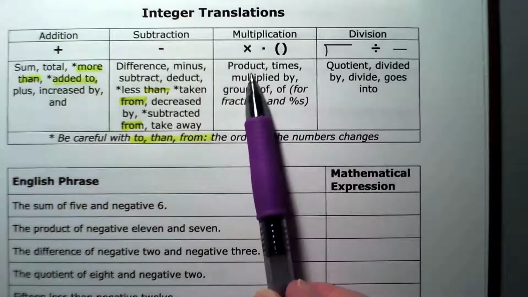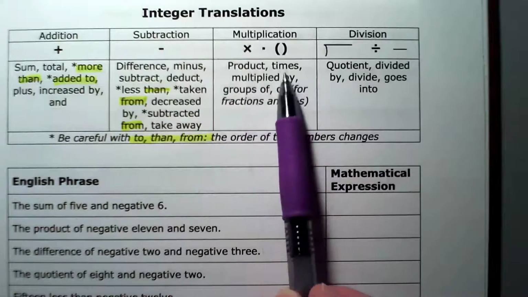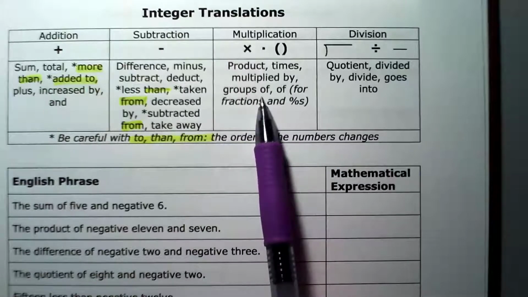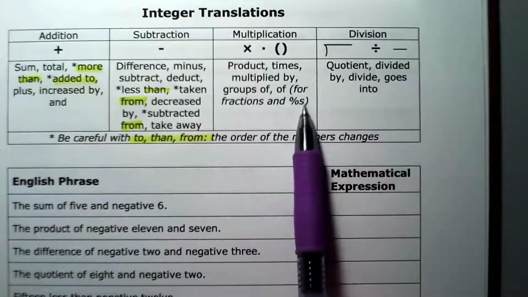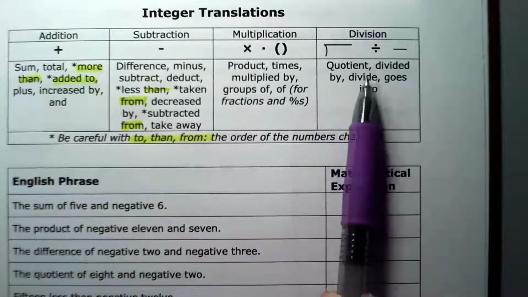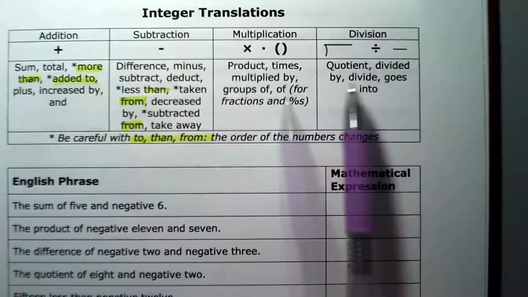Multiplication, the answer is a product. And sometimes you'll hear people talk about factors. That's the 2 numbers that multiply to make a product. 2 or more numbers, actually. Multiplication can also be said times, multiplied by, groups of, like 4 times 3 is 4 groups of 3. Of, if you're using fractions or percents, like 25% of 82 means 0.25 times 82. A fraction, like 1/2 of 3, is 1/2 times 3. So that's when the word of comes into play.